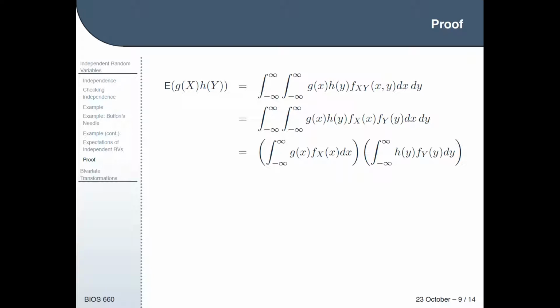And, of course, everything that doesn't depend on y can come out of the x integral, and everything that doesn't depend on x can come out of the y integral. So you end up with just the integral of g of x times the marginal of x dx times the integral of h of y times the marginal of y dy. And of course, that's just the definition of the expected value of g of x times the expected value of h of y.